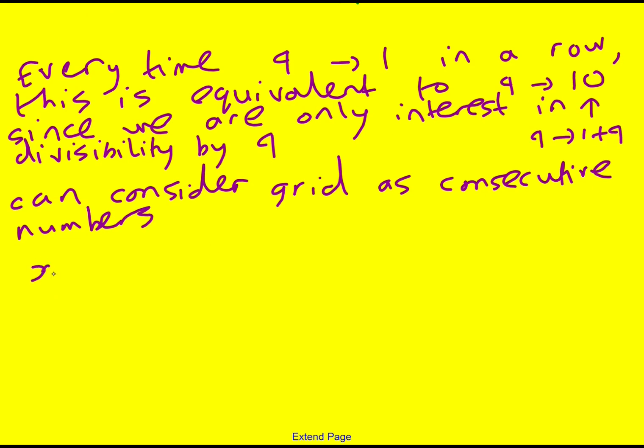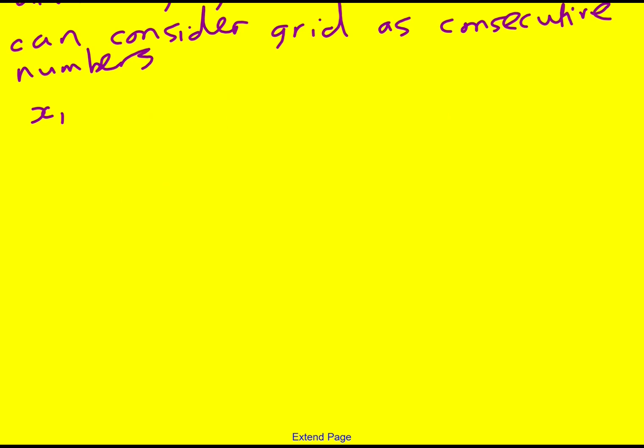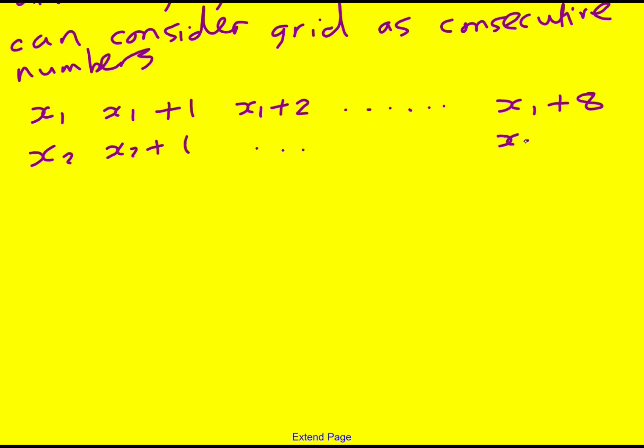Let's say our first number is x1, then we'd have x1 plus 1, x1 plus 2. It doesn't matter now that 9 is going to go to 1. I can ignore it, which means my final one will be x1 plus 8. Same with x2, x2 plus 8, all down to x9.